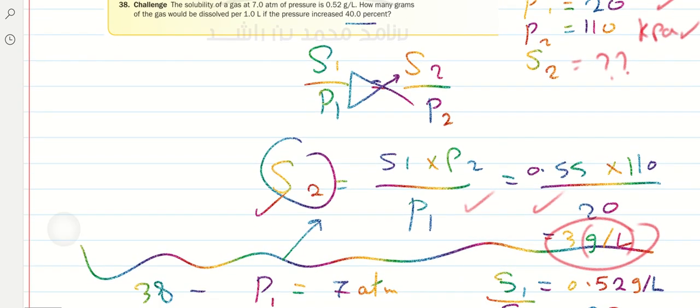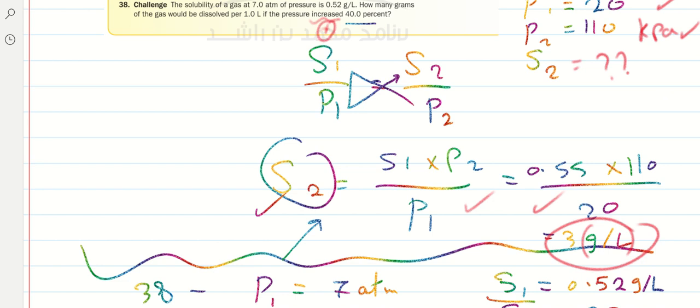Okay, question number 38, which is challenging. The solubility of the gas at 7 atmospheres of pressure is 0.52 gram per liter. If I have S1, I have P1. How many grams of gas would be dissolved in 1 liter if the pressure increases? Again, they mention increase and decrease, so I am going to add, so plus.